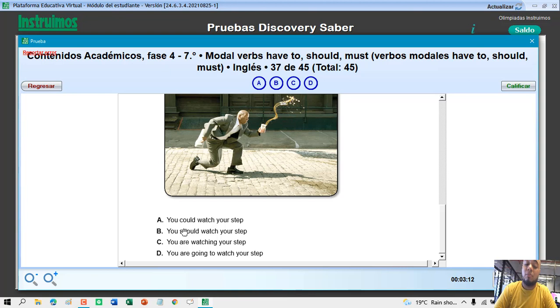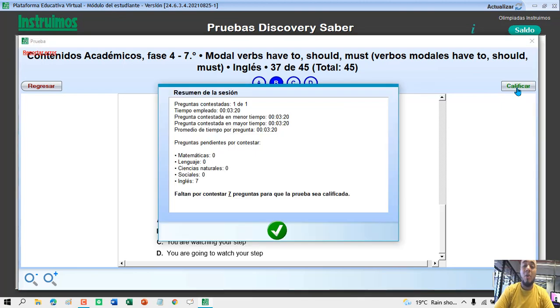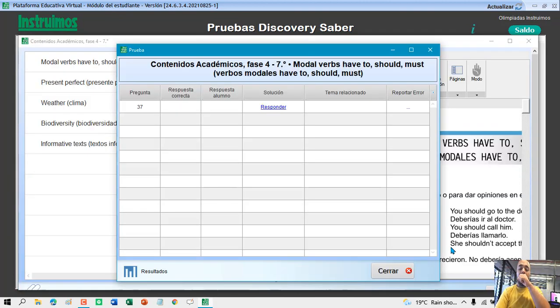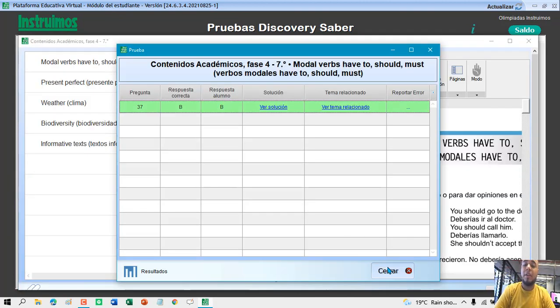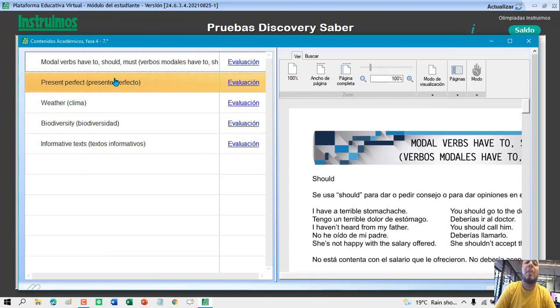So, what is the suggestion? You should watch your step, of course. Deberías cuidarlo, ¿cierto? Porque no podría, porque pues, it's going to go for the future. So, the suggestion is going to be the B option, okay? Let's go check. Oh, it's perfect. It's a suggestion, okay? Very good. Very good. Okay, about the present perfect.